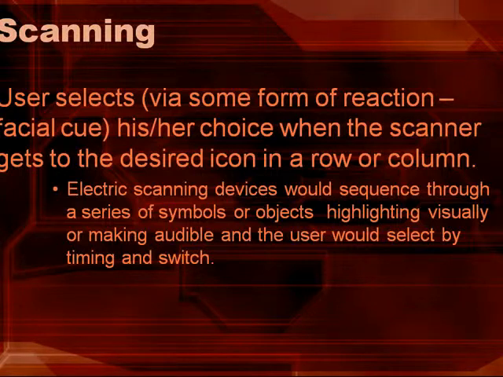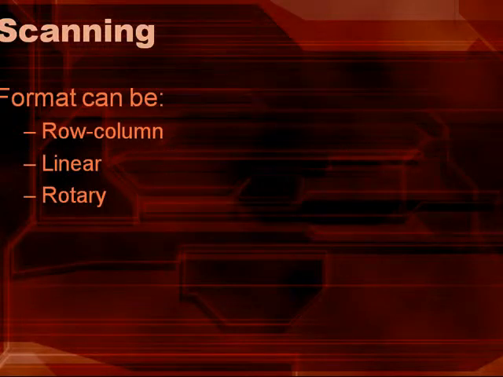It's scanning through a list of items that you can choose from, and then you're hitting a switch, or you're making a sound, and we have switches that act on sound that stop or start when somebody makes a sound. So that would be scanning and using switches. Scanning can be a row column in terms of organization. It can be linear or it can be rotary. So it's just how we organize the sequencing of events.